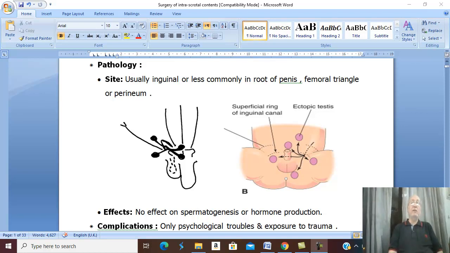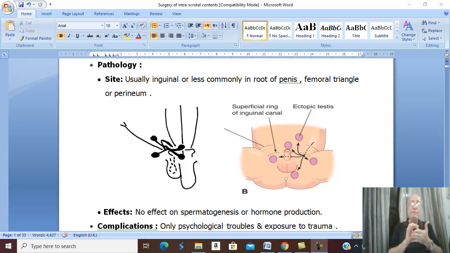Differential diagnosis of undescended testis. This is actually the differential diagnosis of cryptorchidism. What is meant by cryptorchidism? Crypt means hidden. Orchidism means testis.